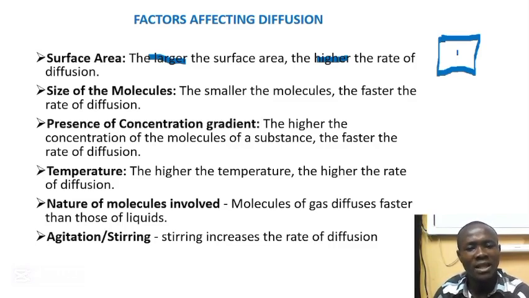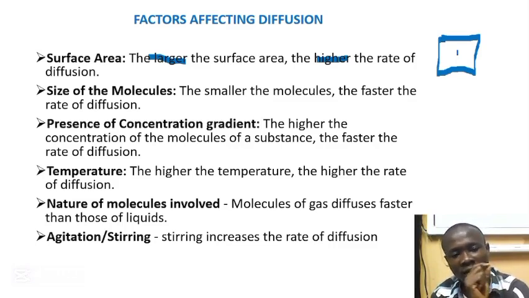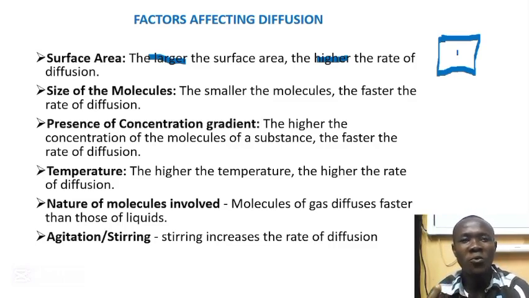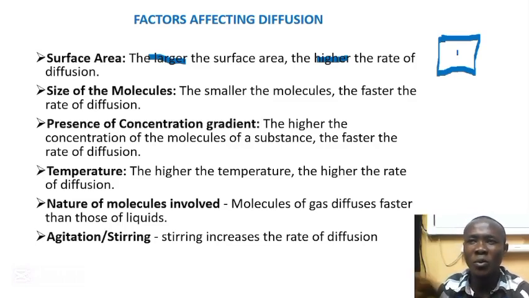Next, we have temperature. The higher the temperature, the higher the rate of diffusion. So in the biology lab, I used to tell students that if the reaction is very slow, heat it. What do you experience? When you heat it, you see the reaction become fast. The molecules start to move, they collide with one another and with the wall of the test tube. So this is telling us that the higher the temperature, the higher the rate of diffusion. Or even for those that cook, you can experience when the water boils, what happens. You see the water moving from one side of the pot to the other.